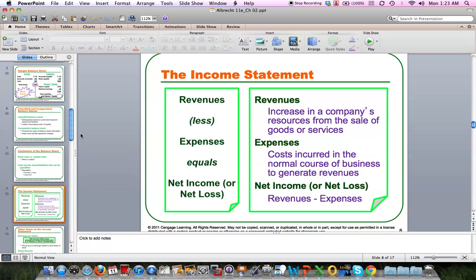All revenues have expenses. So just think of a Walmart store and think about what kind of expenses would be incurred to have a store. Employees, the inventory, advertising, utilities, taxes, insurance, the list goes on. Okay, so the goal is to have more revenues than expenses and therefore have net income. So more revenue than expense is net income. More expense than revenue would be net loss.